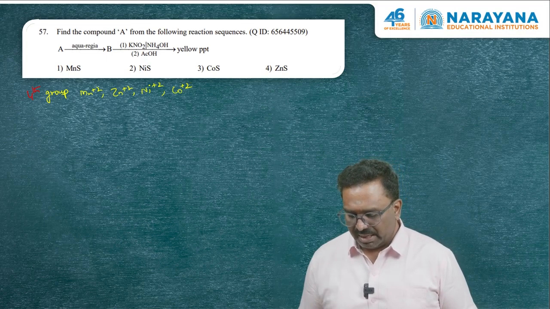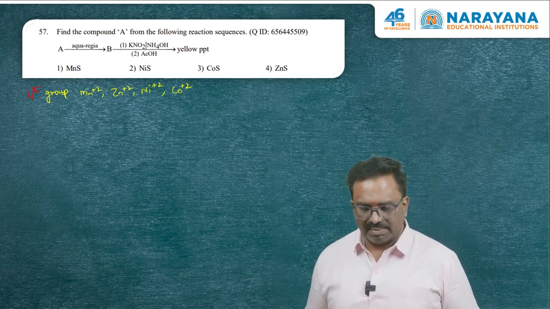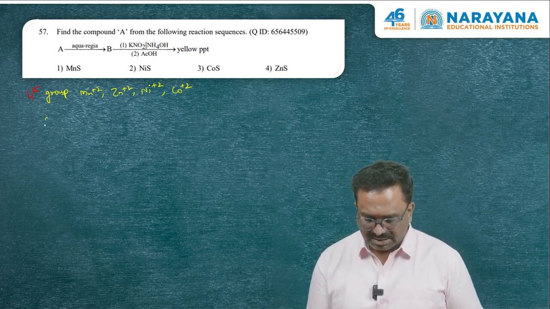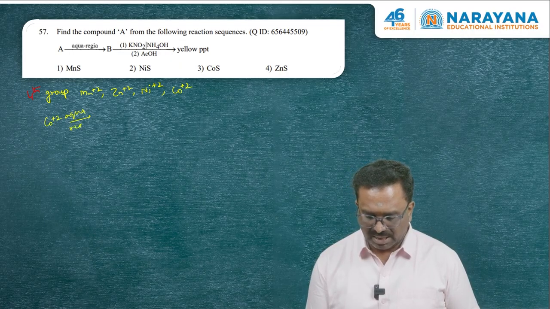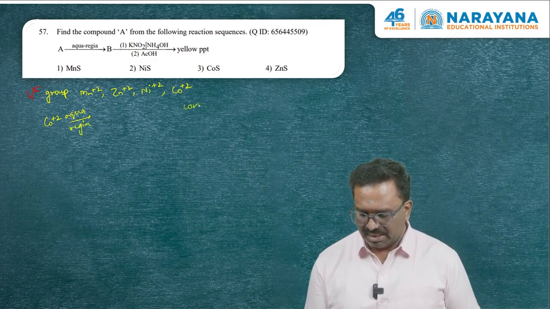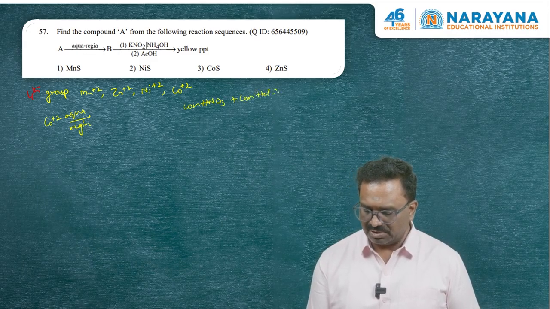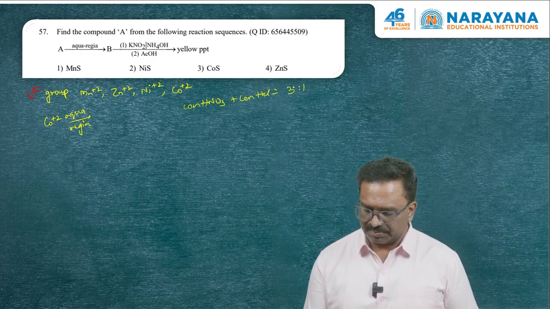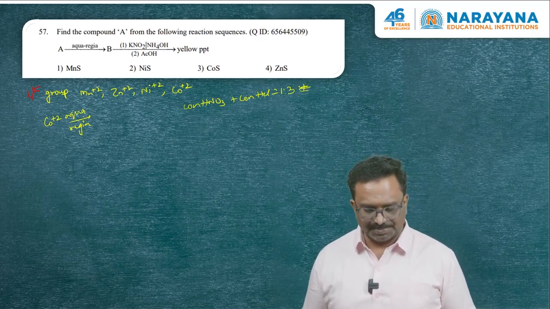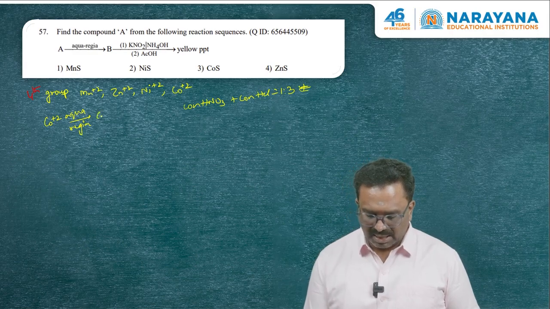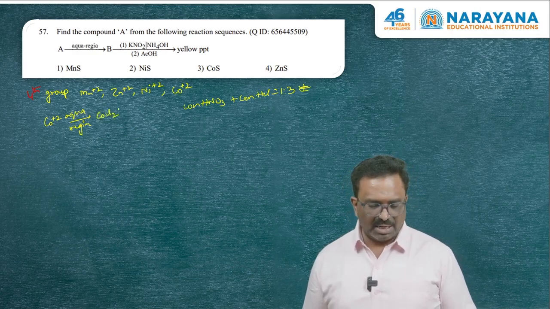Here cobalt gives the yellow precipitate as per the given condition. Actually Co2+, in the form of CoS, with aqua regia. Aqua regia is concentrated nitric acid and concentrated HCl in a 1:3 ratio. With aqua regia, here we are getting CoCl2.